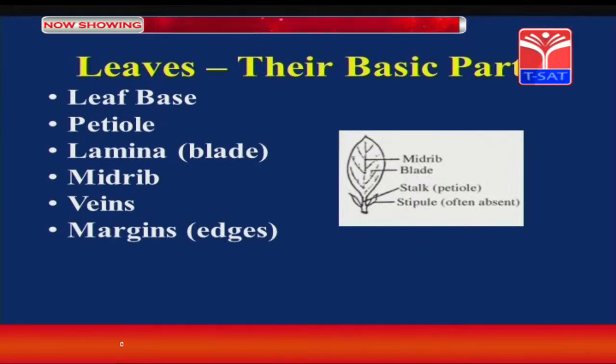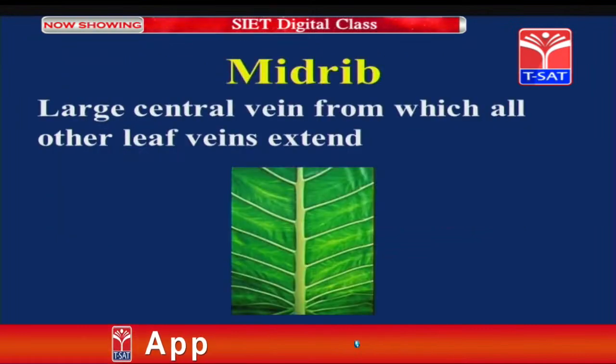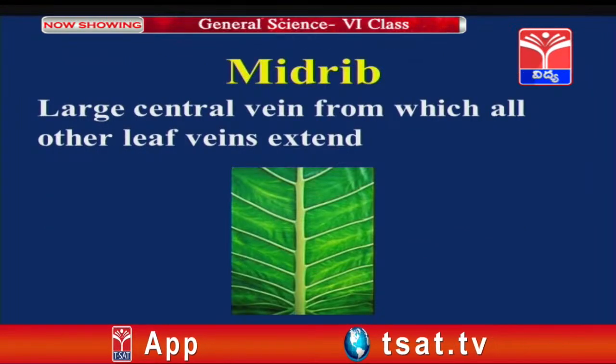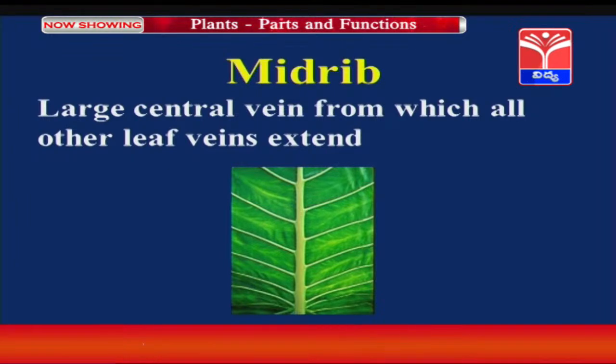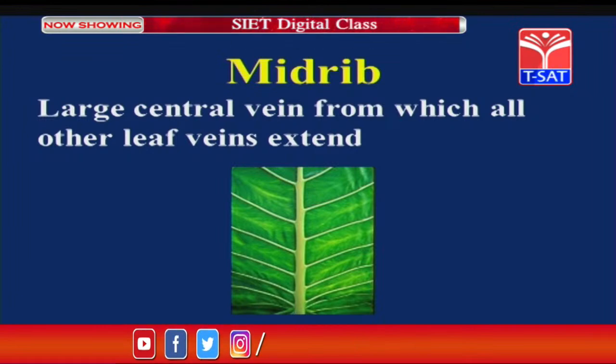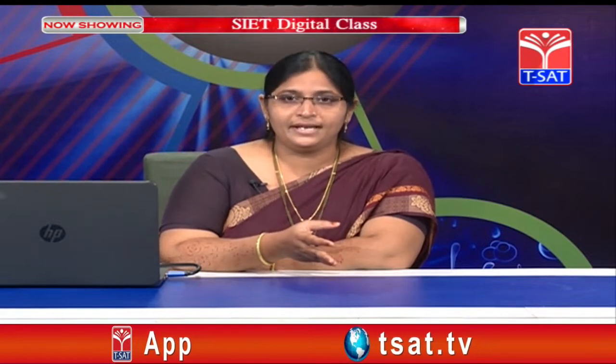Next one, see here, children. See the midrib. There is a large central vein from which all other veins extend, which is called the midrib. And I said venation. Venation here is of two types. What are those two venations? Parallel venation and reticulate venation. What is meant by parallel venation? What is meant by reticulate venation? We will see it now in detail.